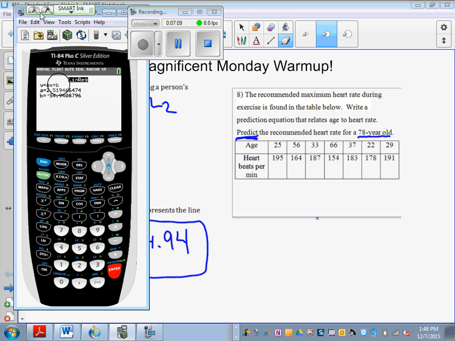All right. So again, we have to change our list. We have new information. It says the recommended maximum heart rate during exercise is found in the table below. Write a prediction equation that relates age to heart rate. These are actually pretty accurate-ish. Predict the recommended heart rate for a 78-year-old.